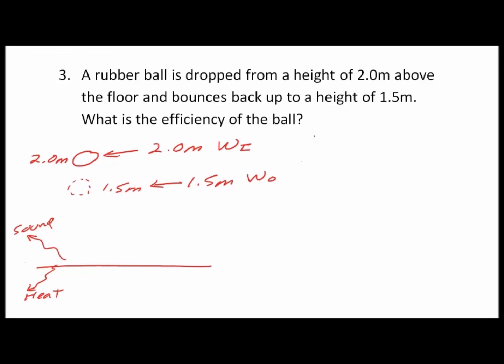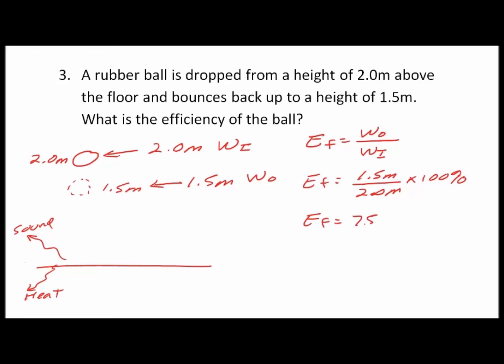Now we can calculate the efficiency. The efficiency of the ball is equal to the work out over the work in. And the work out is represented by the height that the ball bounced up to after it hit the floor, which was 1.5 meters. And the work in is represented by the height of the ball that you see right here, 2 meters, the original height that it was dropped from. And when we work this out and multiply it by 100%, we can calculate the efficiency of this ball. The efficiency works out to 75%.